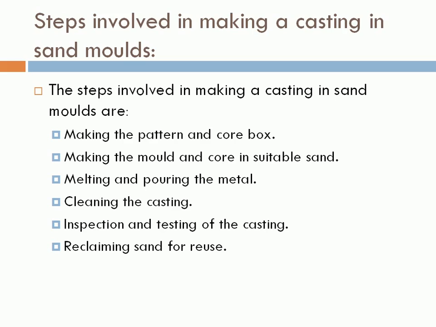right? So these are the different steps involved in making castings in sand molds. First of all, making the pattern and core box. After that, making the mold and core with suitable sand. Then the third one, that is melting and pouring the metal.